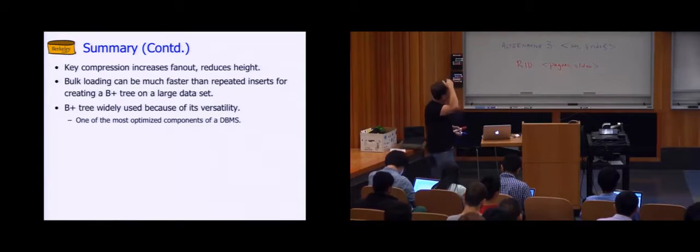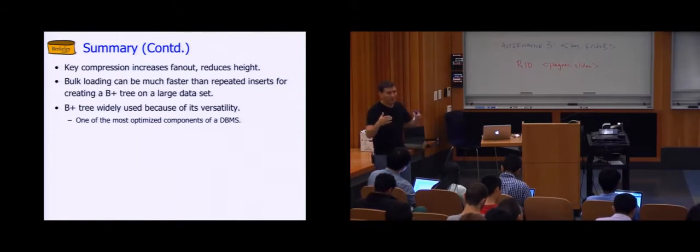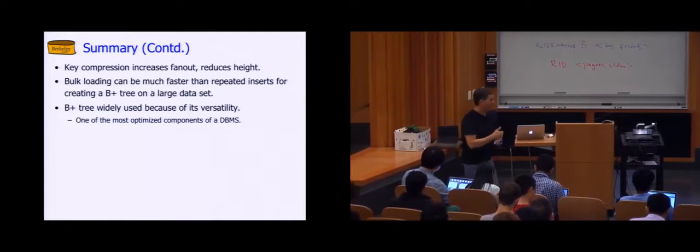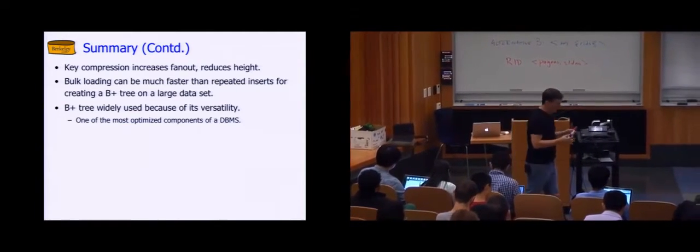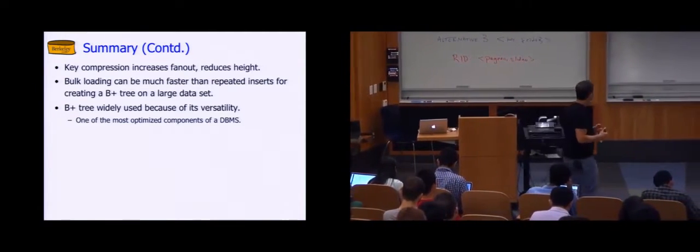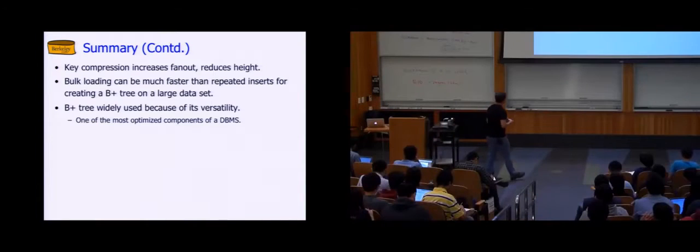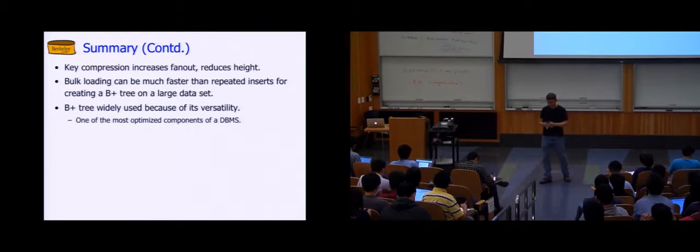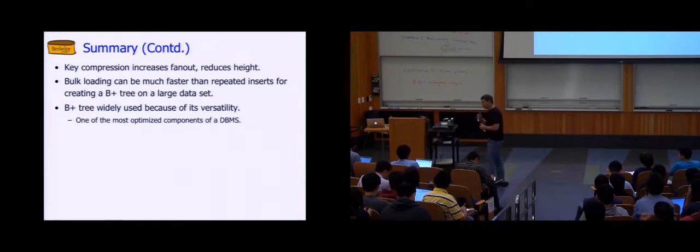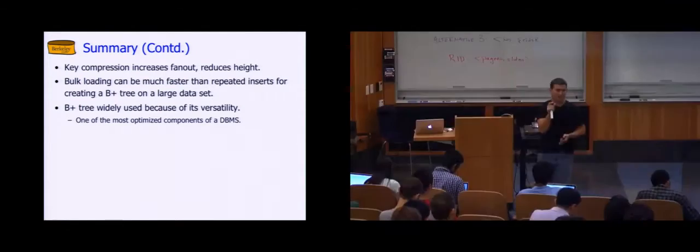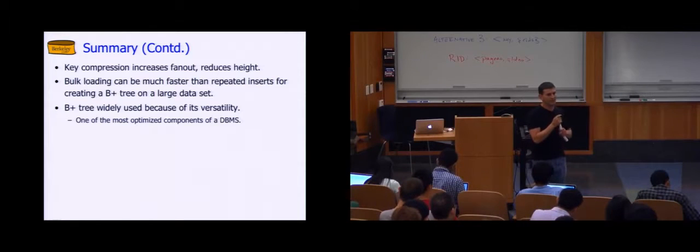So key compression we learned last time will increase our fan out, which could decrease the height of the tree, which is a big win. We learned about bulk loading. It's much faster than multiple inserts. And then to emphasize one more time, B+ trees are widely used because of their versatility. They handle range queries as well as point lookups. And it's worth saying that they really are the workhorse of the bottom of the database if you have the kind of system that does a lot of small lookups.